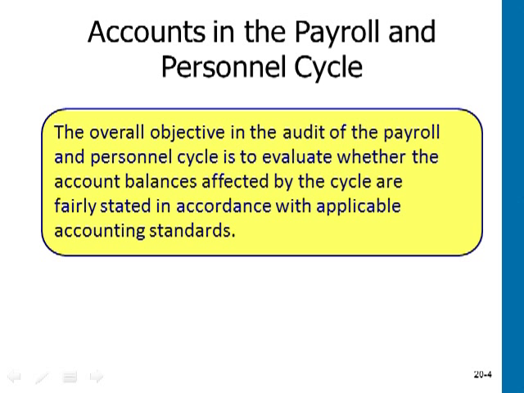And so the overall objective in the audit of this business function is to evaluate whether the account balances affected by the cycle are fairly stated in accordance with applicable accounting standards. And you'll notice the trend that we'll do that for each of these business cycles that we review this semester. And by breaking these business cycles down into something manageable, we're able to conclude on different cycles or different business functions, and in the end, based on our conclusion on each of those cycles, we can reach some conclusion or determination about how those functions and the results of those functions are reflected in the financial statements.